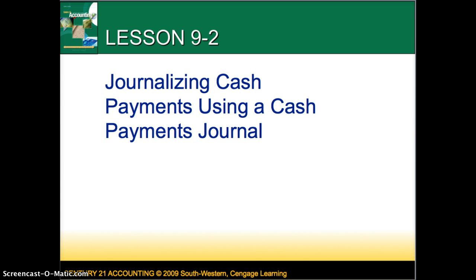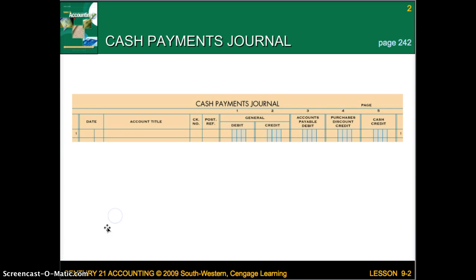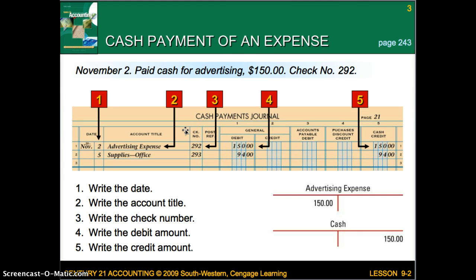A special journal used to record only cash payments transactions is called a cash payments journal, okay? And we know that. This is what a cash payments journal would look like. Kind of like our purchases journal, there are more options of places where you can enter things in, but again, you'll only record on one line instead of a double line like we did in our general journal.